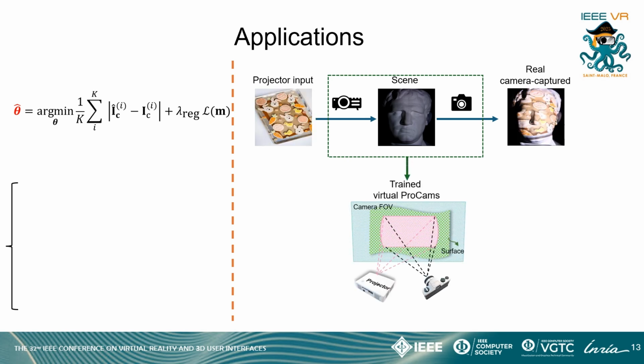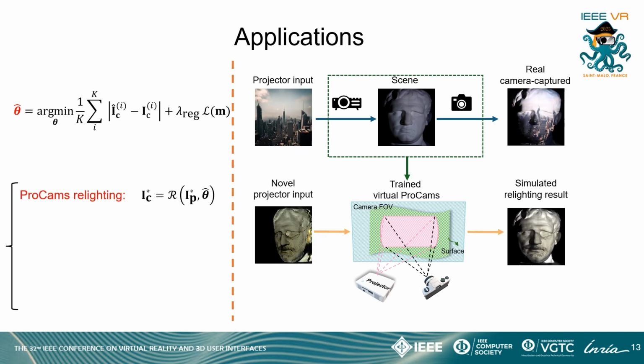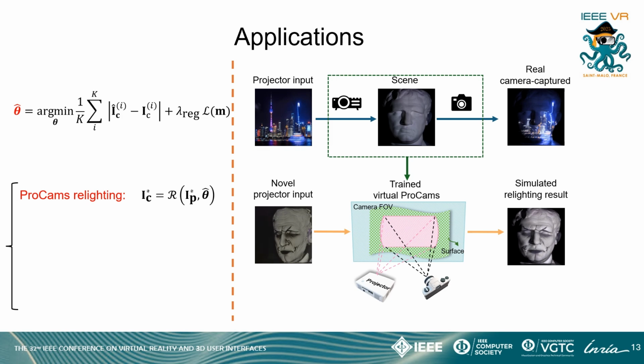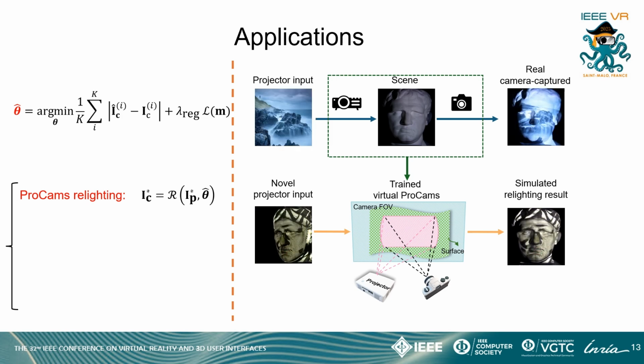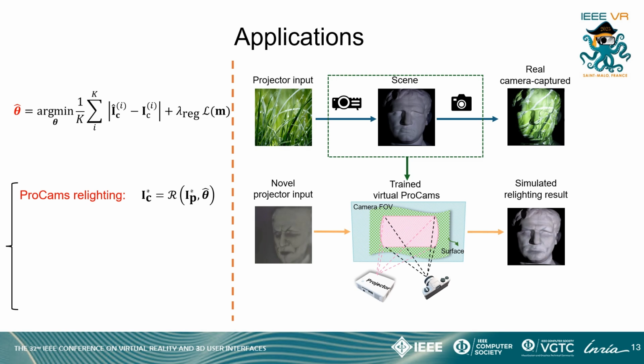Since many parameters in the scene are differentiable and editable, we can apply various applications. For example, with ProCam's relighting, we can change the projector's input to an IP star in the trained scene and then obtain a simulated relighting result for a novel projector input pattern onto the scene. It enables the design, testing, and debugging of novel light patterns in a virtual scene before actual projection.